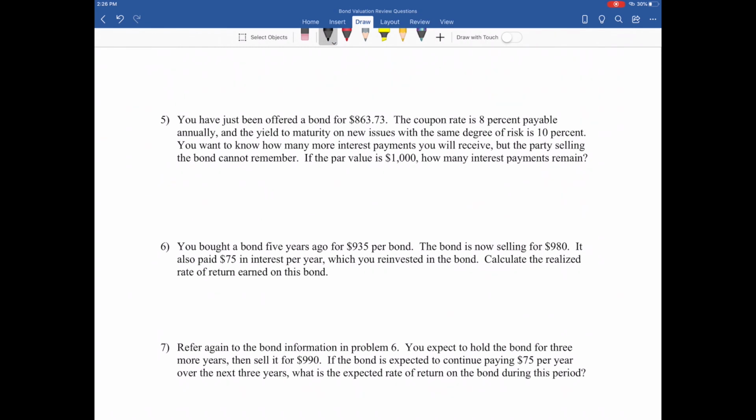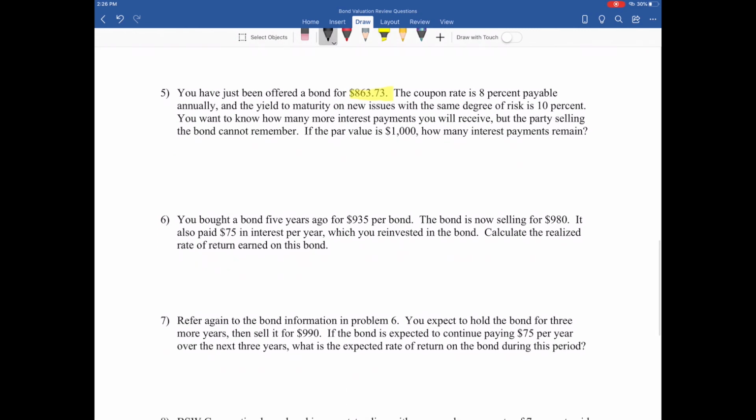Continuing on here, we have just been offered a bond for $863.73. That is our present value. We have a coupon rate of 8% payable annually. Now, before we even move on to the next section of details here, we see that we have an 8% coupon bond. The bond is selling for a discount, less than par value. So we know that the going rate out in the market for bonds of similar risk is greater than our coupon rate.